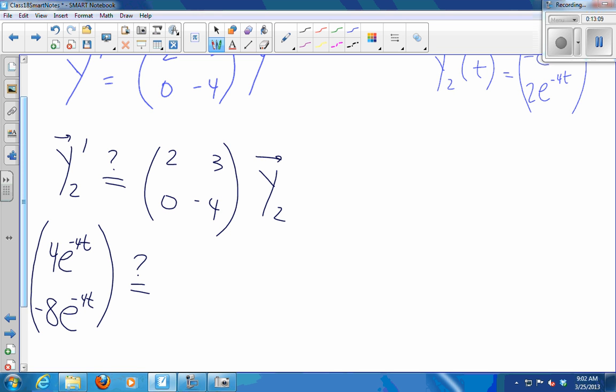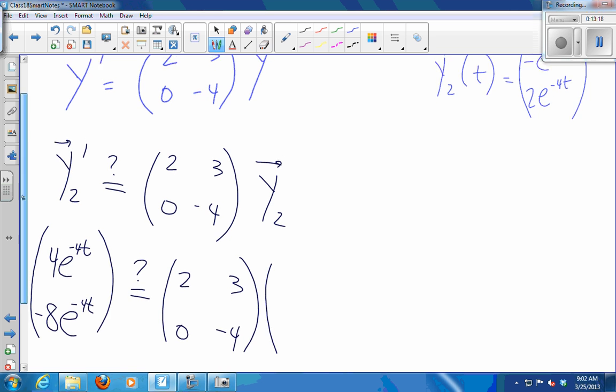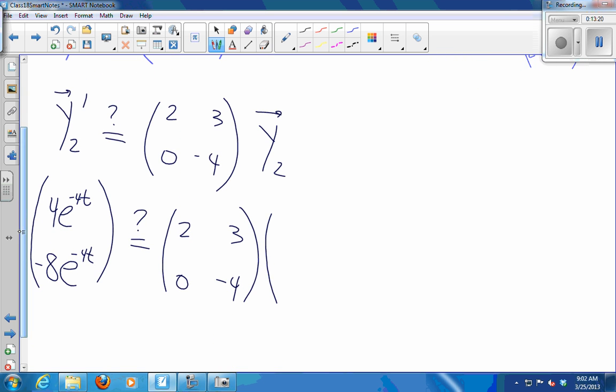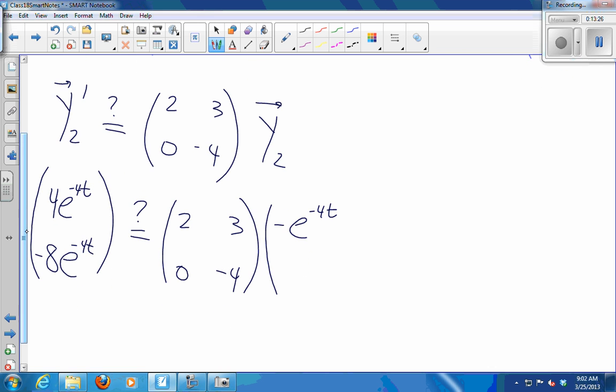And we want to know, does that equal 2, 3, 0, negative 4 times my vector that represents y2, which is negative e to the negative 4t and 2e to the negative 4t.